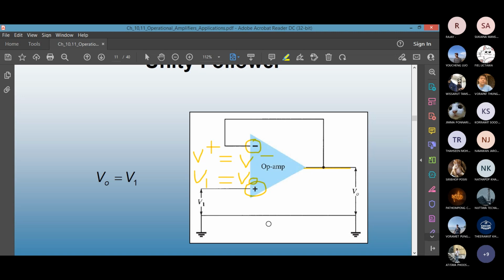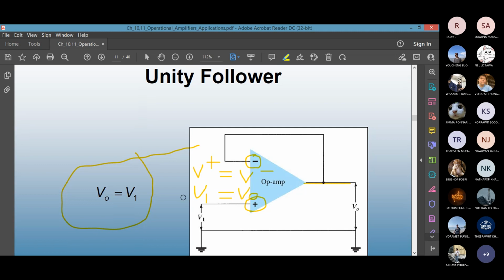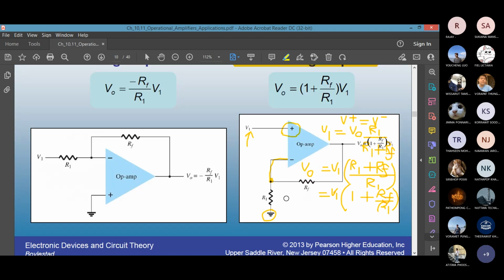No polarity change. If you put an inverting op amp with a feedback, you'll get a polarity change. The intention is making V out the same as V1. You might be asking the question: so you want a positive voltage, right? Why do we need to do this? You can just use a non-inverting op amp, isn't it?